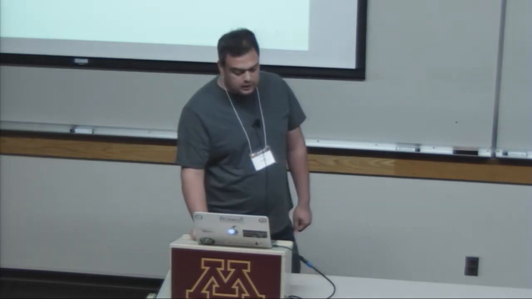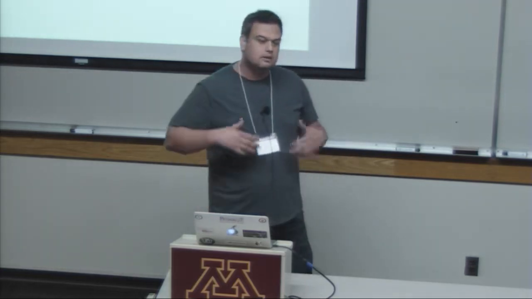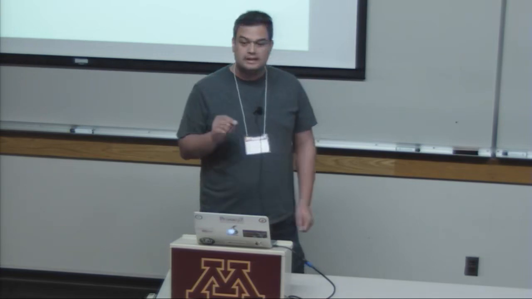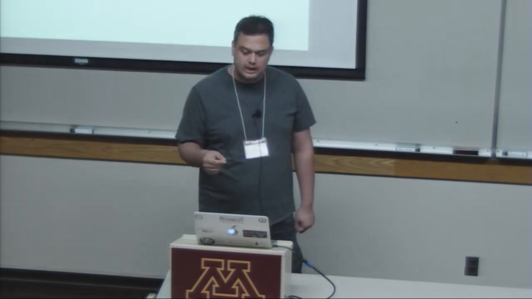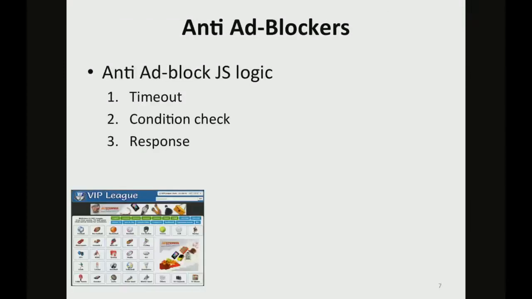Our focus in this paper instead is on anti-ad blockers. These are techniques that publishers use to detect whether or not a user is using an ad blocker. And if they detect that the user is using an ad blocker, they ask users to disable the ad blocker or whitelist the website. These anti-ad blockers are implemented using simple JavaScript logic. And for most of these anti-ad blocking scripts, the logic can be divided into 3 simple steps.